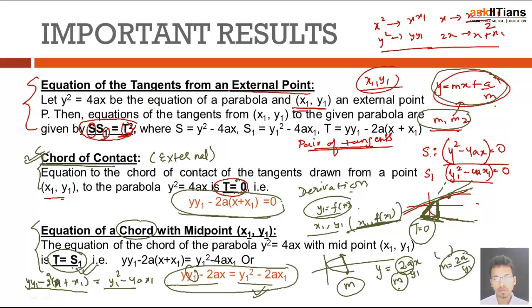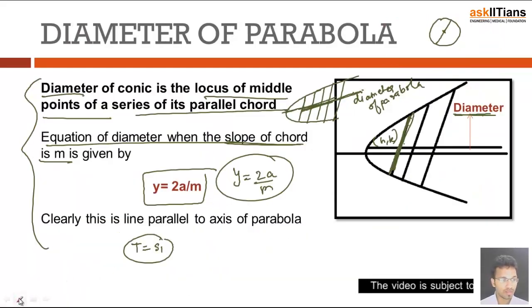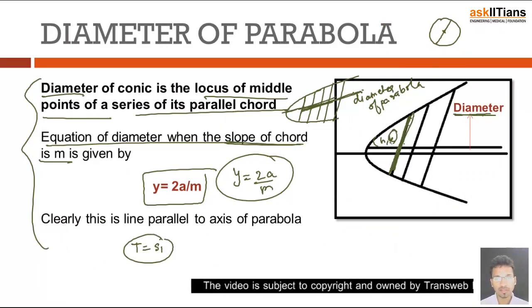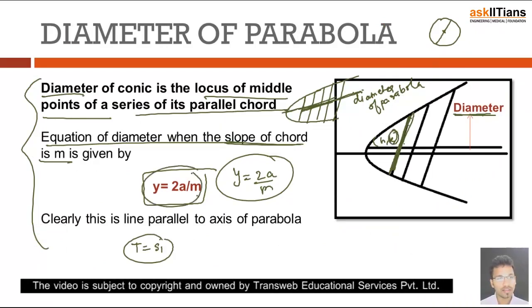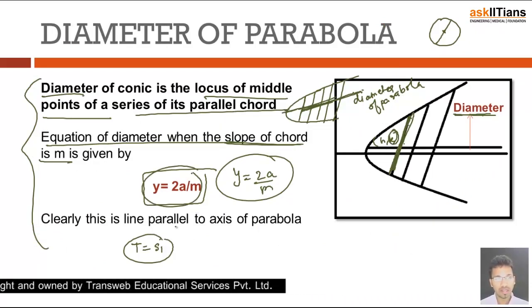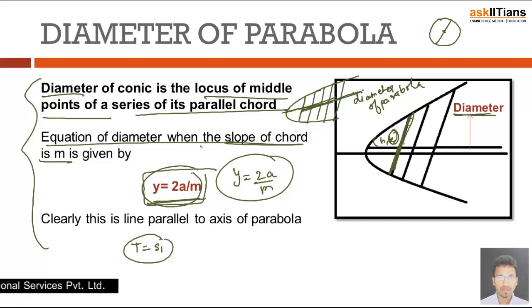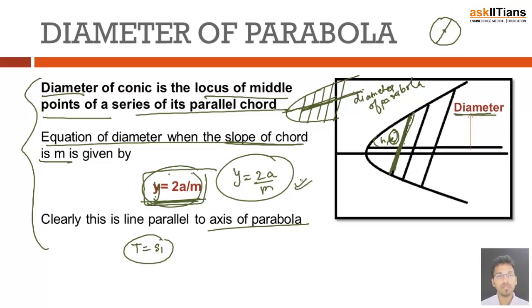This will give you the locus of your y1, and this y1 in terms of the midpoint is k only. So in general you can replace it using h, k, and in the general way you can replace it with x, y. So this will be the equation of the diameter, which you can see is parallel to the axis of the parabola. Again, a concept from which questions can come.